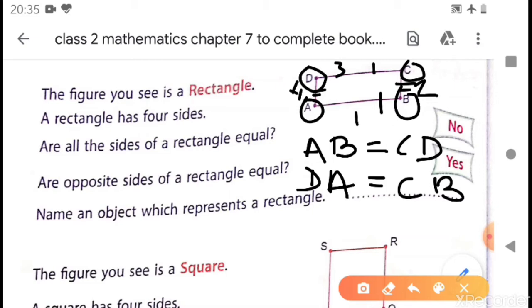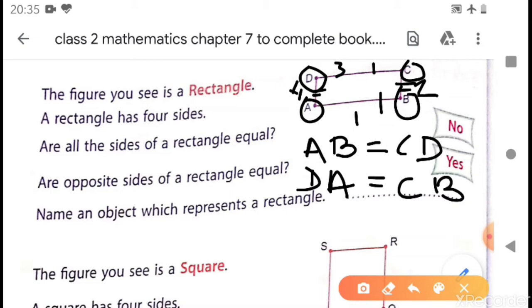Okay. So one side is length and one side is breadth. Width or breadth both are same. So this is a rectangle. Now name an object which represents a rectangle.